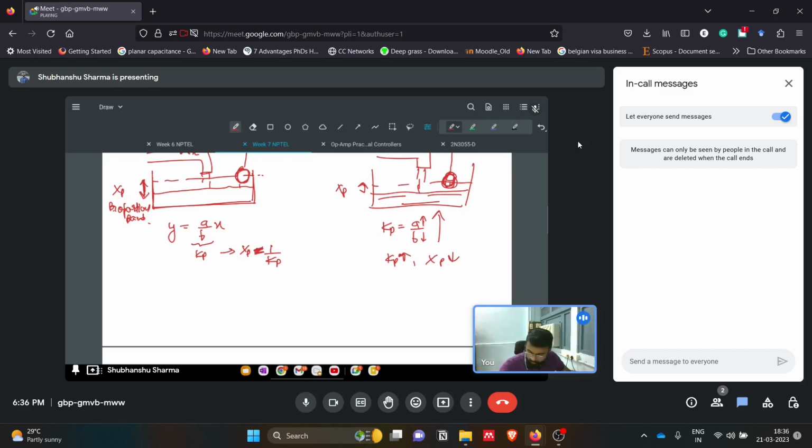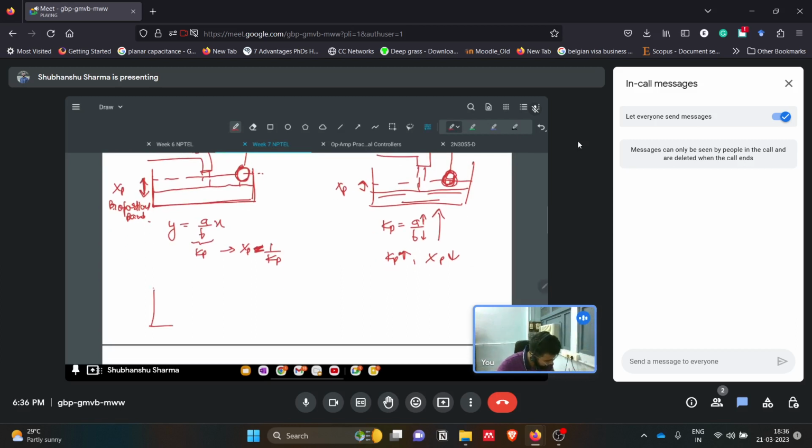Another configuration was the other way around. We had the same system, but now the fulcrum was towards the valve, that is, A was reduced. In this case, Xp will increase, so Kp will decrease here and Xp will increase.